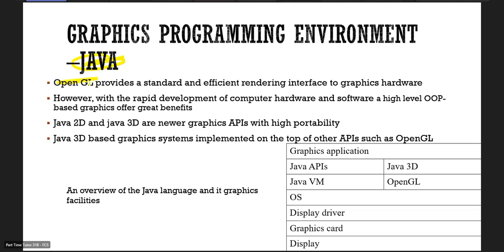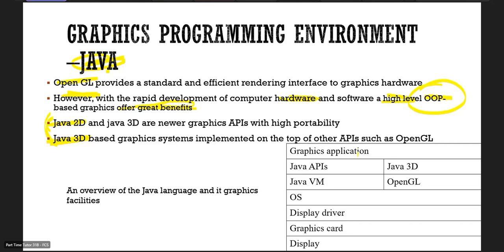The OpenGL provides a standard and efficient rendering interface to graphics hardware. However, with the rapid development of computer hardware and software, high level object-oriented programming-based graphics offer great benefits. That's why in Java, now we have Java 2D and Java 3D. Java 2D and Java 3D offer object-oriented programming tools.